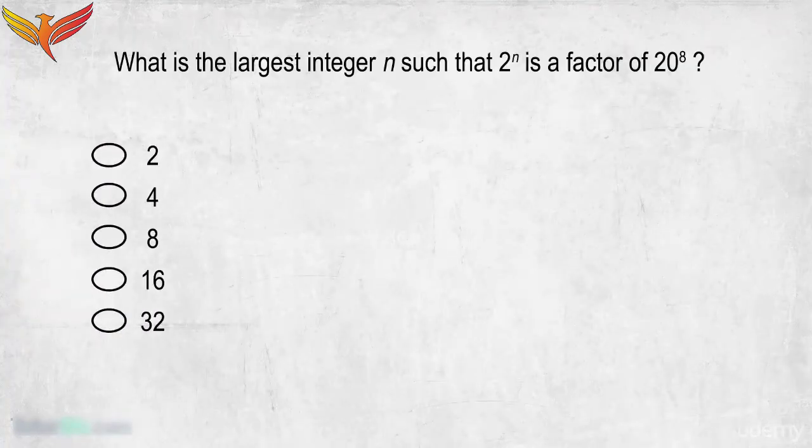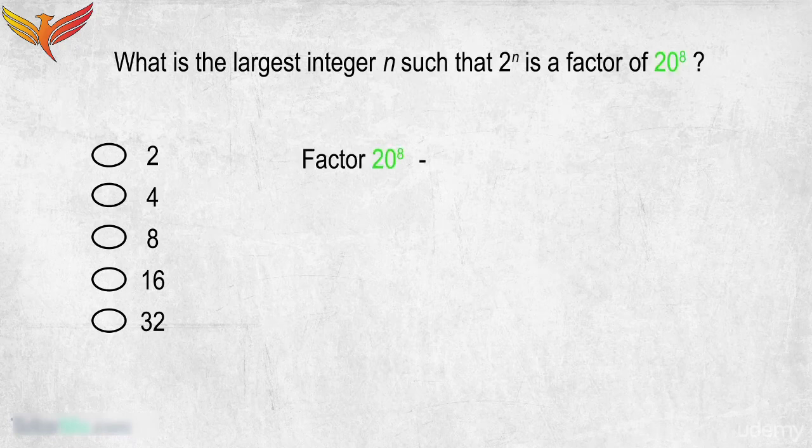Let's try a practice problem. What is the largest integer n such that 2 to the n is a factor of 20 to the 8th? We can start this one by factoring 20 to the 8th. We'll cover factoring in a later lesson, so if you feel the need to brush up on it, you'll have the opportunity. Completely factoring 20 leaves us with 2 times 2 times 5, to the 8th.